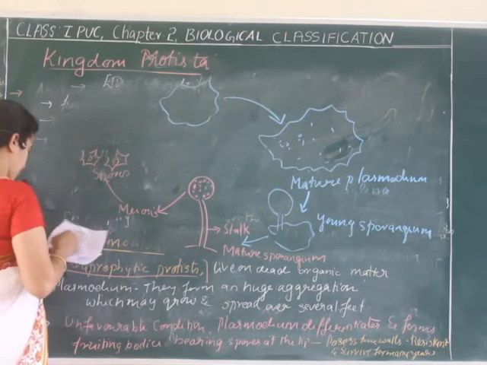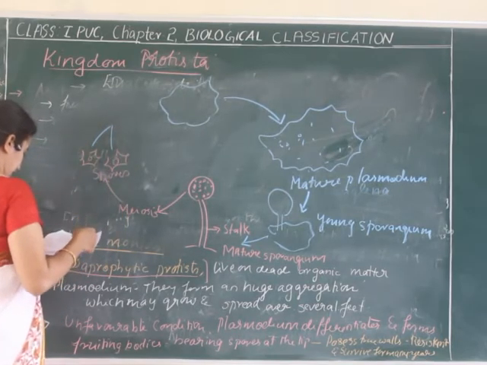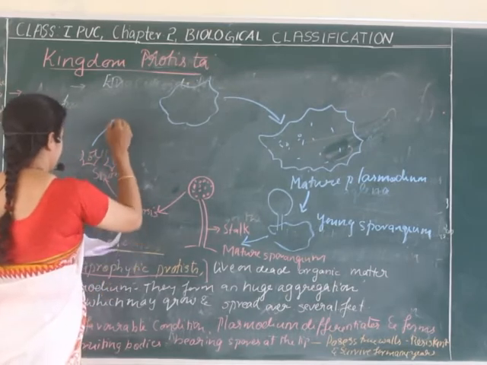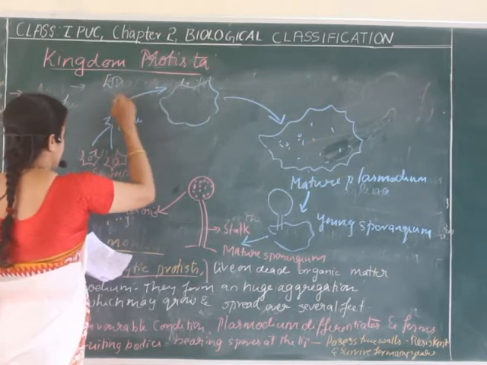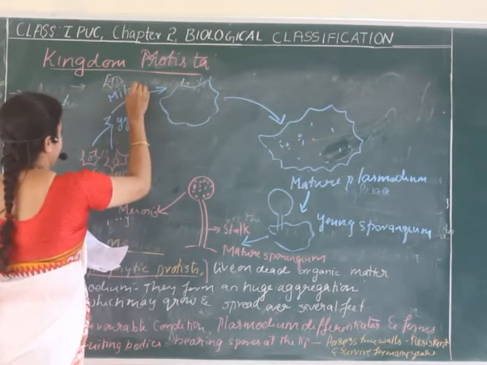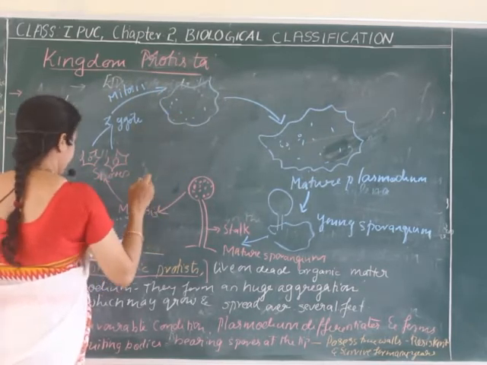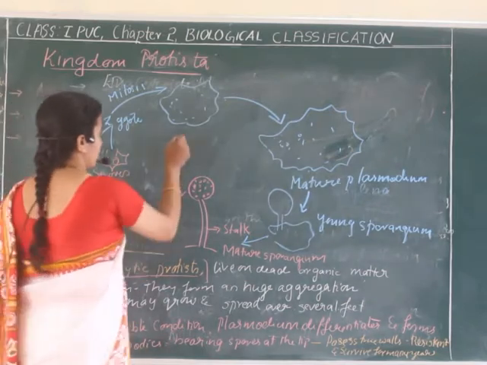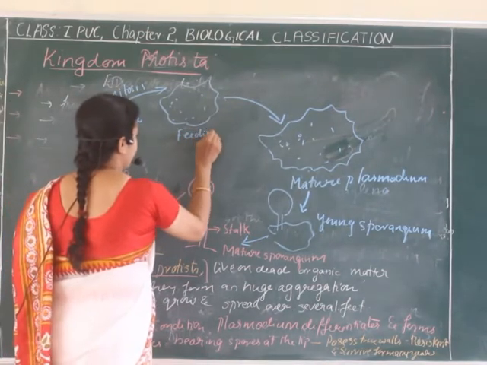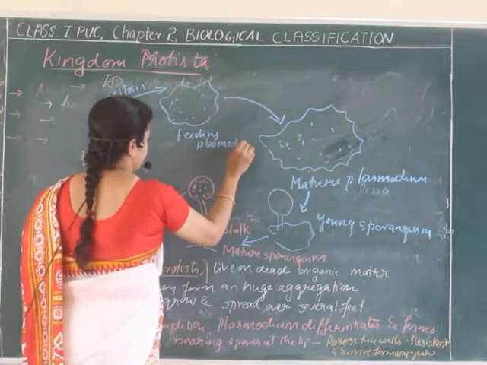And these spores, when one fuses with another cell with the male gamete, they form a zygote, and the zygote undergoes mitosis, and again it forms a feeding plasmodium. This is about the life cycle of slime molds. We call it a feeding plasmodium. Actually, it is produced by the slime molds.